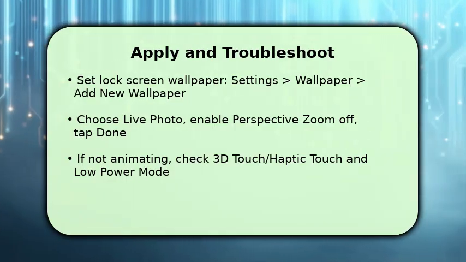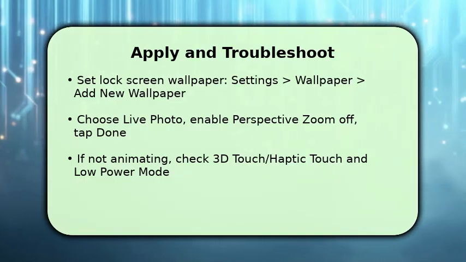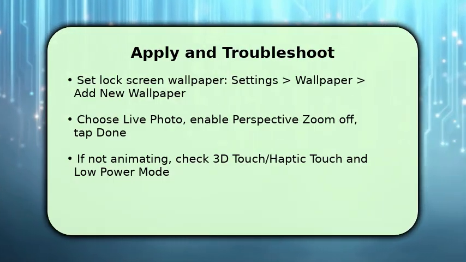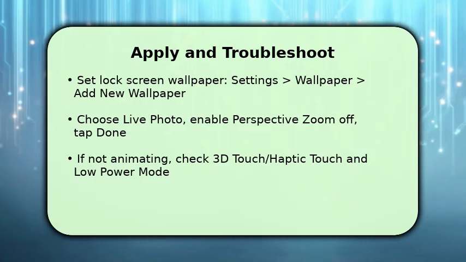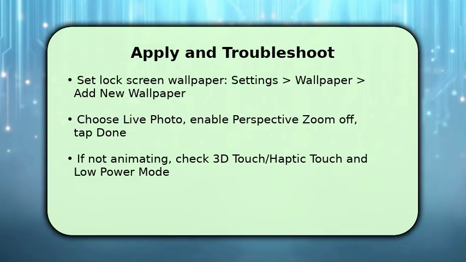To animate it, press and hold on the lock screen. If it doesn't animate, make sure haptic touch is enabled, 3D touch settings are active on compatible models, and low power mode is off. If still stuck, re-export a shorter live photo and reboot your phone. These steps fix most playback issues.